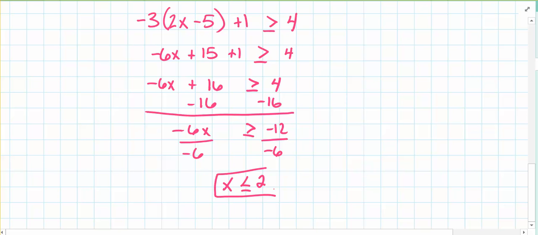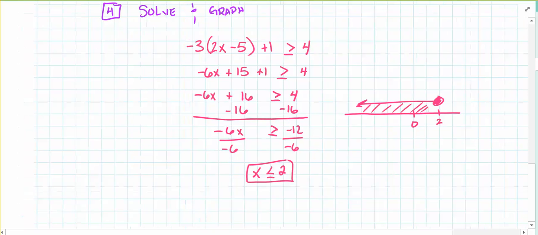So when we graph on the number line, here's what you should have. You should give me 0. You should give me 2. You should give me a closed dot, and you want everything going to the left. So that's how we would solve that one right there. So there's the problem start to finish.